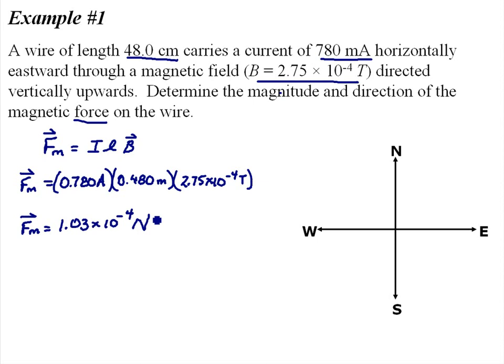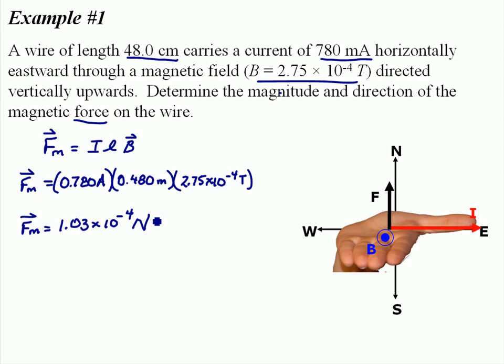So I have the current going to the east. That means my thumb will point to the east on my page. The magnetic field vertically upwards means coming out of the page. Right? The plane of your paper is north, east, south, west. Vertically upwards is another way of saying coming out of the page. So if you look at this little picture here, I'm trying to represent for you the magnetic field coming out of the page, the current going to the east.